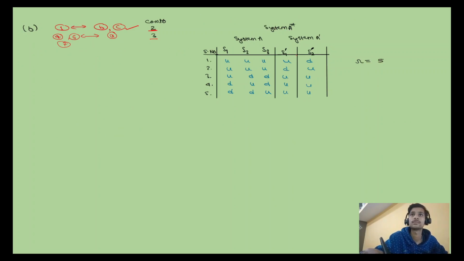So this is the total number of possible ways in which you can arrange the system so that the total energy of the system, basically A star, will be minus 3 mu naught B. Okay, so this is how you can solve this problem.